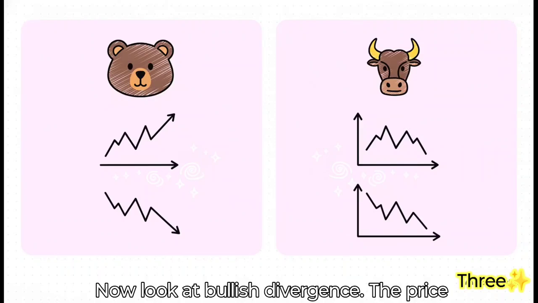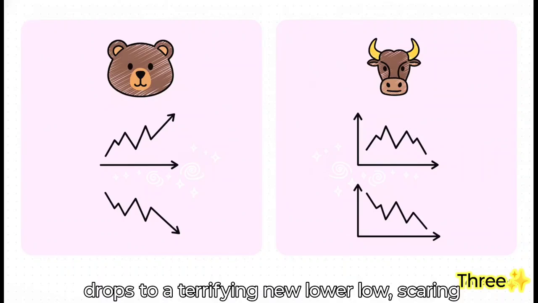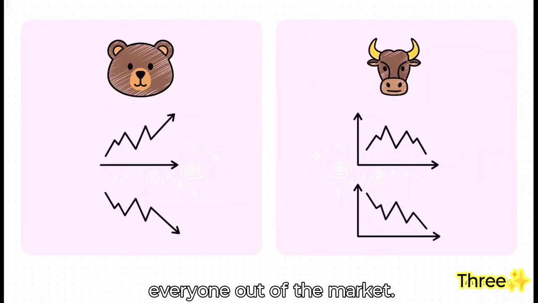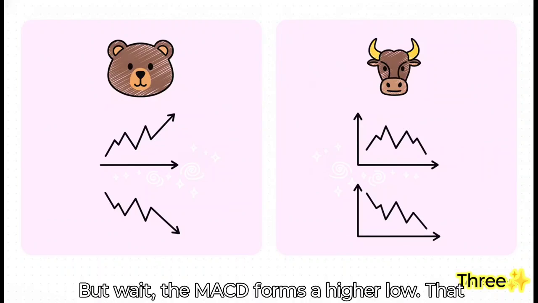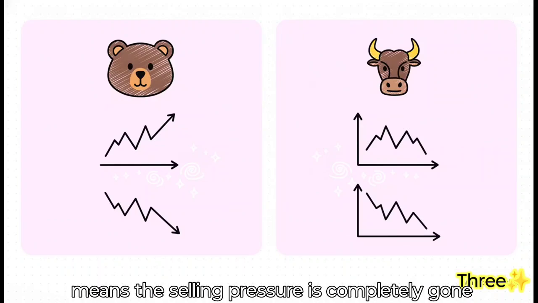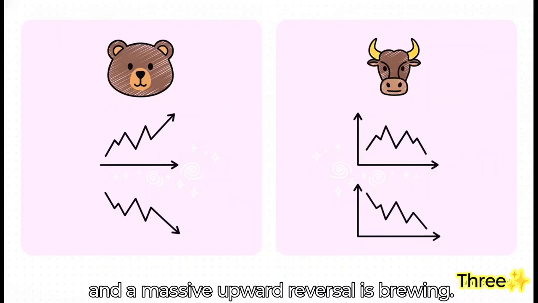Now look at bullish divergence. The price drops to a terrifying new lower low, scaring everyone out of the market. But wait, the MACD forms a higher low. That means the selling pressure is completely gone and a massive upward reversal is brewing.